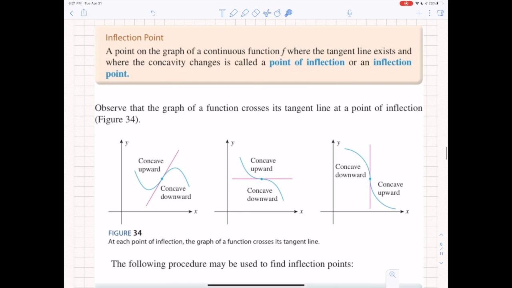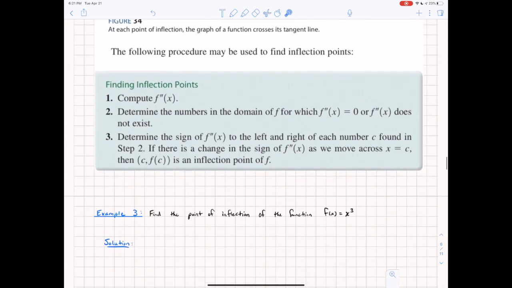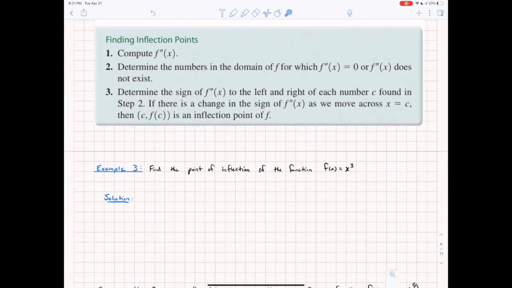So here's the following procedure. This is very, very similar to what we've done before in finding critical numbers. To find an inflection point, the first step is to find the second derivative. Next, like we've done before, determine the numbers in the domain of f, so we've got to be able to plug it back into the original function. It has to be a point where the second derivative is either 0 or does not exist.